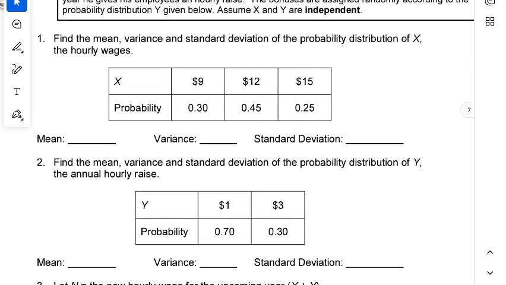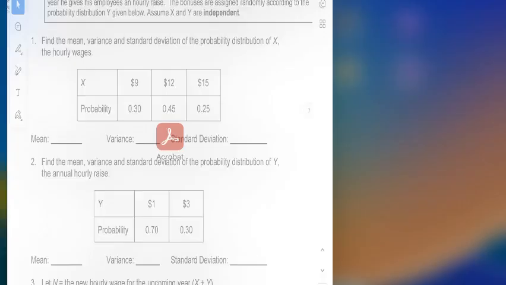So this is our probability distribution. So $9, $12, and $15 are the wages. Then we have the probabilities of each. So we're going to find the mean, variance, and standard deviation. So let's go to our calculator.